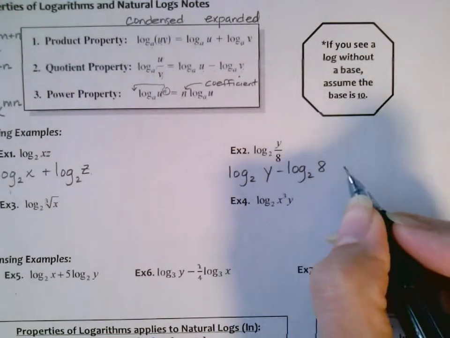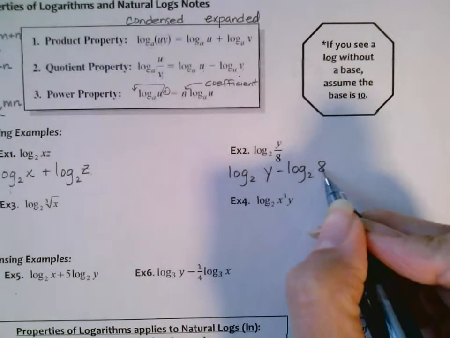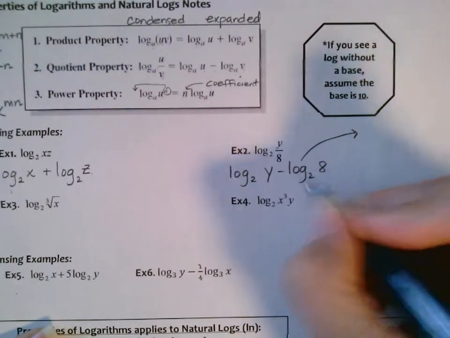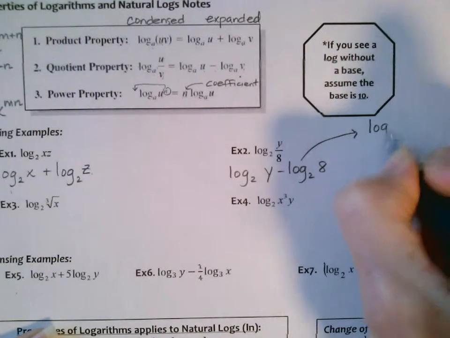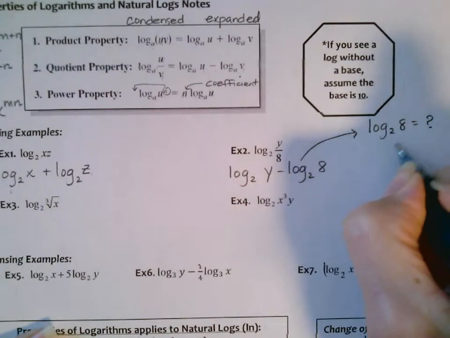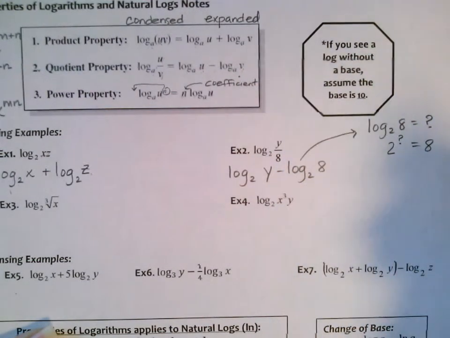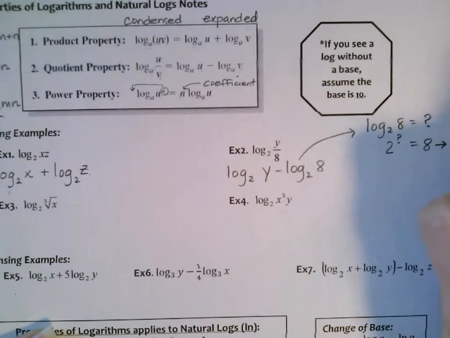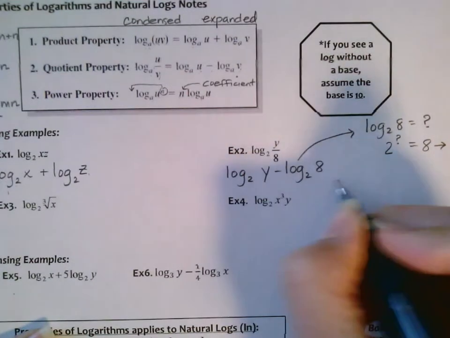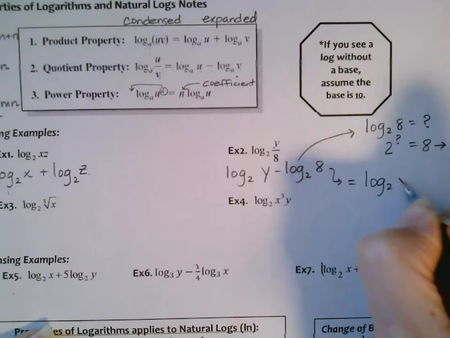In other words, 2 to the what power would give me an 8? That's what you're asking yourself, okay? So if I rewrote that, log base 2 of 8 equals question mark. I'm basically asking myself, 2 to the what power equals 8? So that means my exponent is going to be a 3. So the value of that is actually equal to log base 2 of y minus 3.